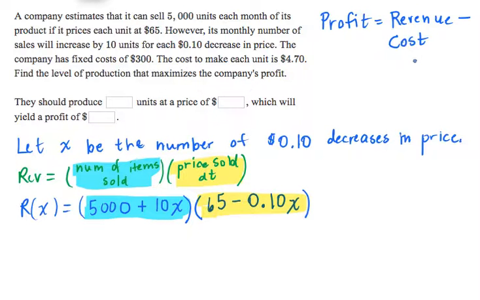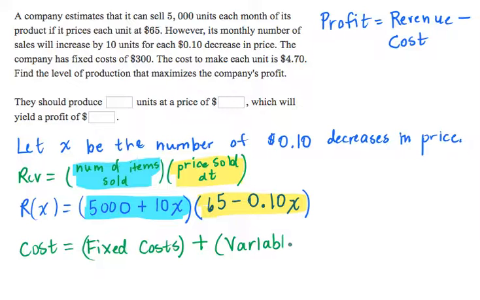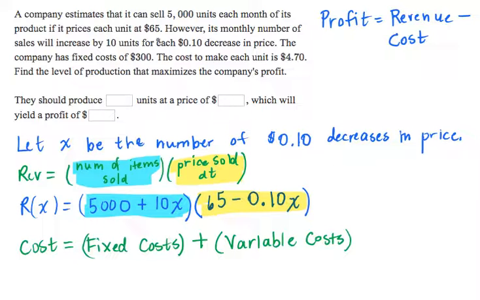I've also got to get cost in terms of x. So cost, if we break it down in words, is equal to your fixed cost plus your variable costs. Fixed costs we are told are $300 here. So cost in terms of x is 300 plus the variable cost.